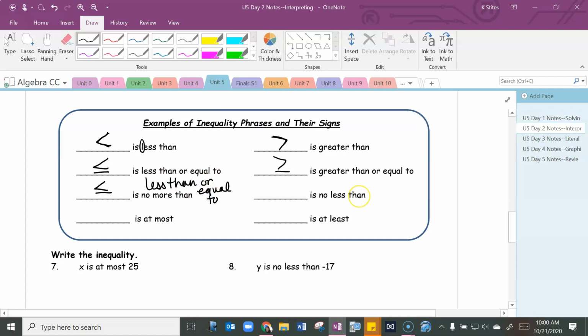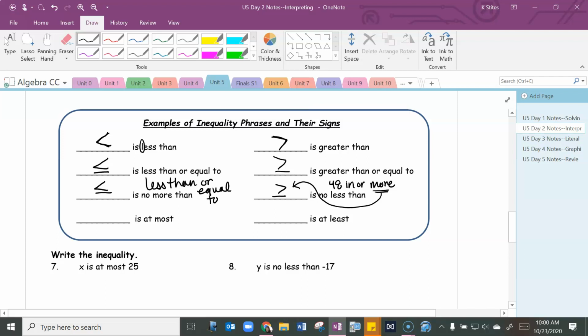Is no less than. So think about Great America. If I say, hey, you can be no less than 48 inches to go on this ride. No less than 48 inches. That means you have to be 48 inches or more. Right? 48 inches or more. So this is really a greater than or equal to. Okay, I'm going to write 48 inches or more. Okay, so that's why it's a greater than.